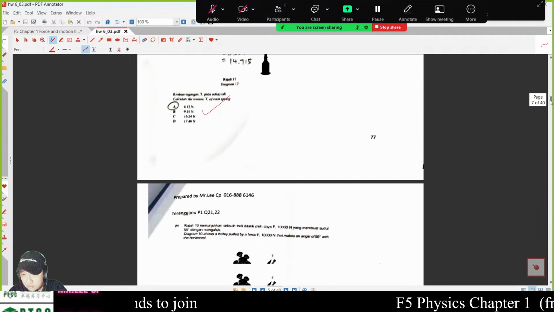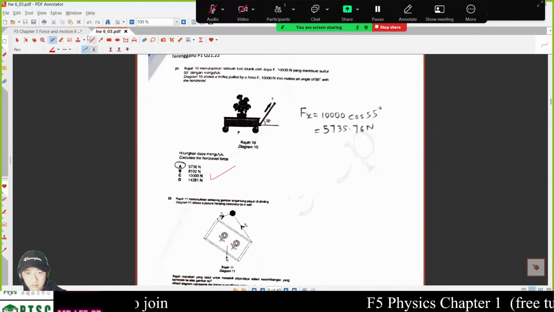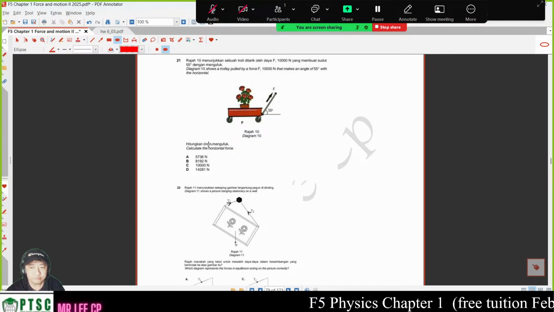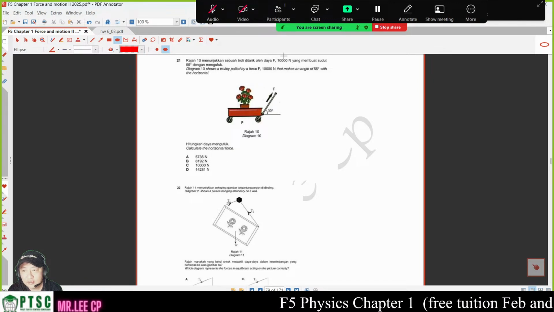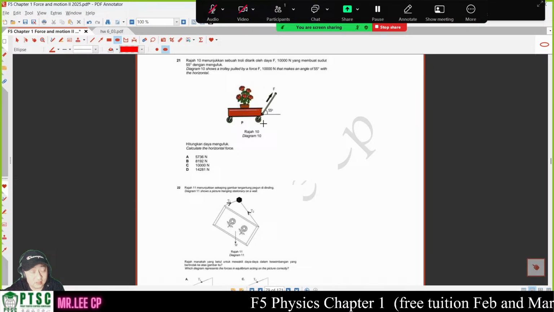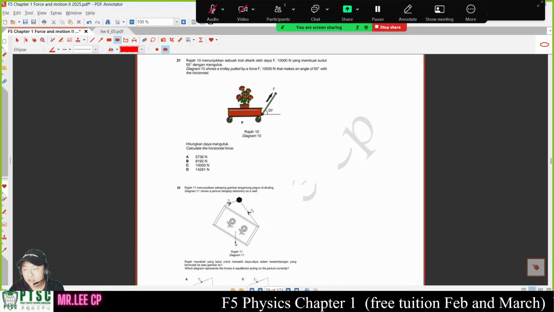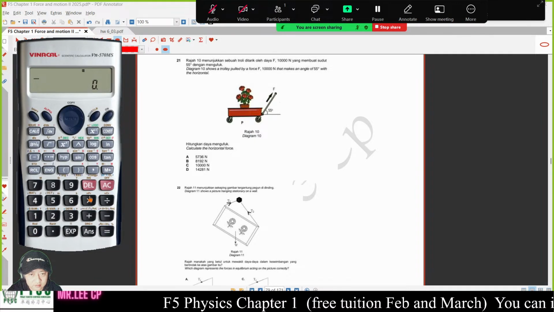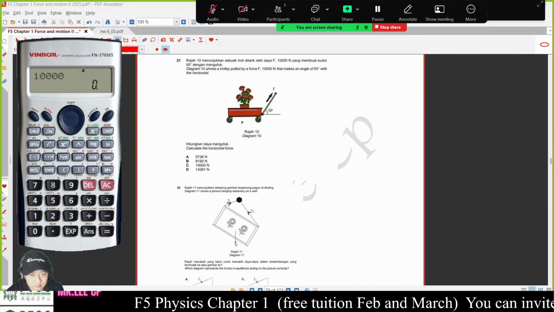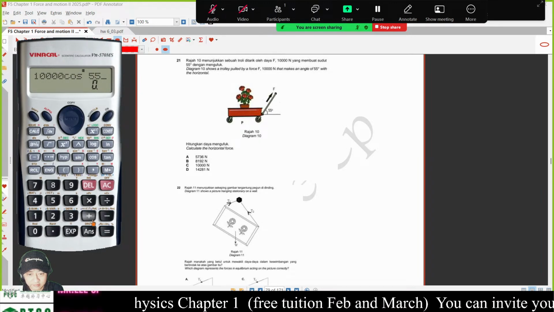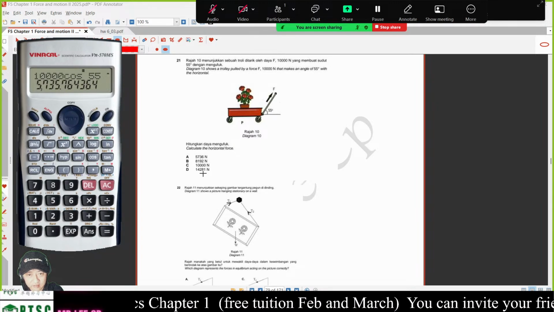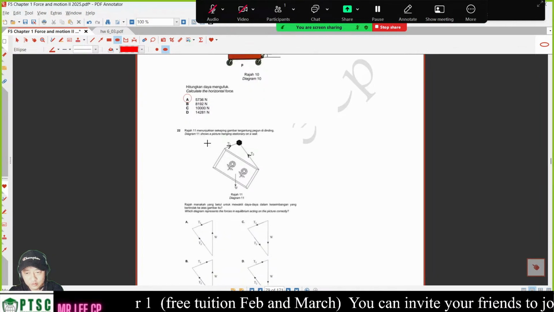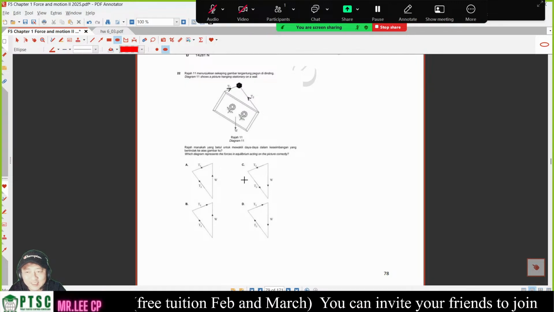Should be okay now. Calculate the horizontal force. 10,000 touching horizontal, so cos: 10,000 cos 55. Answer is 5,736. Answer is A. This one I don't write the working. I hope you know. Very easy. This one too easy.